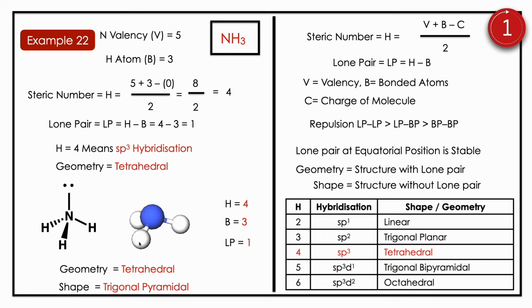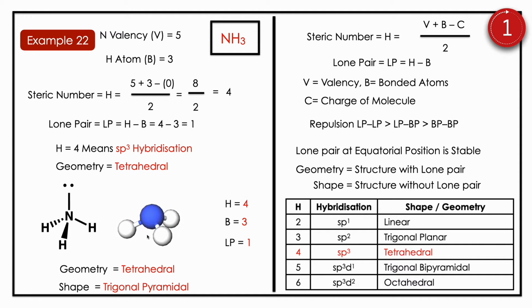Then example 22, NH3, simple ammonia. Nitrogen is the central metal atom. Valency is 5, hydrogen atoms, which is 3. So steric number will be H equals 5 plus 3 minus 0 whole divided by 2, which is 8 by 2 gives 4. So lone pair will be H minus B, which is 4 minus 3 equals 1. H4 means sp3 hybridization. Geometry is tetrahedral. You have one lone pair in the system.